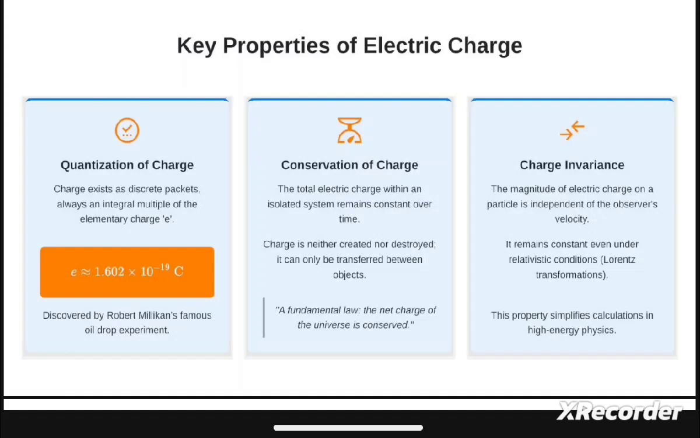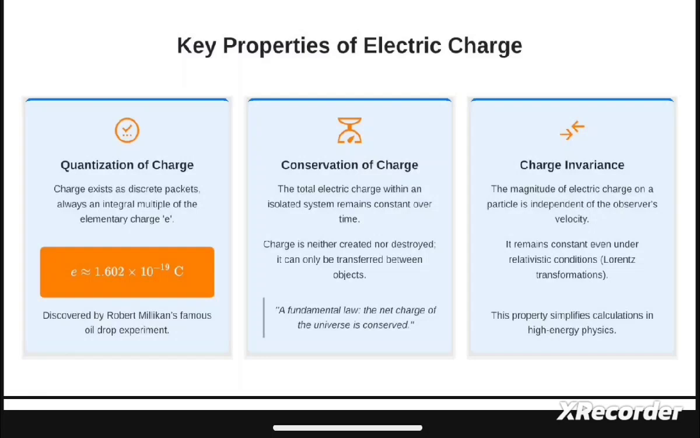Now our second property is conservation of charge. This property tells us that the total electric charge within an isolated system remains constant over time, and charge can neither be created nor destroyed. It can only be transferred between objects. It is a fundamental law. It tells us that the net charge of the universe is conserved.